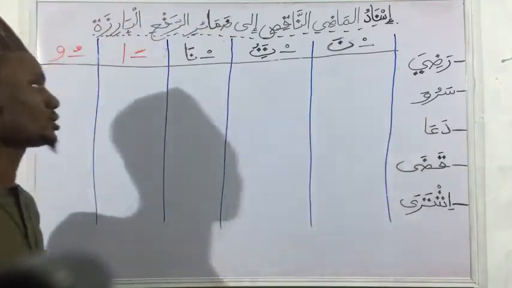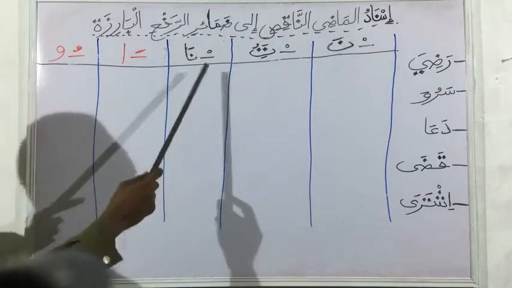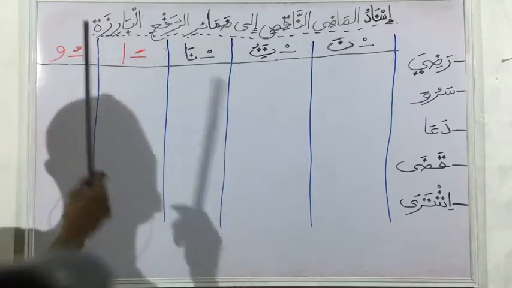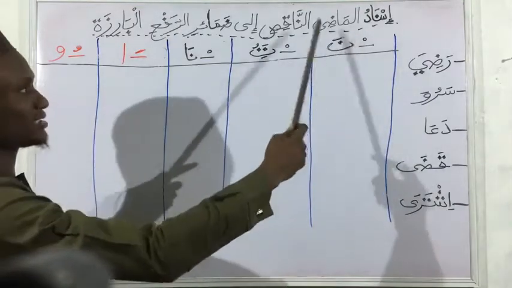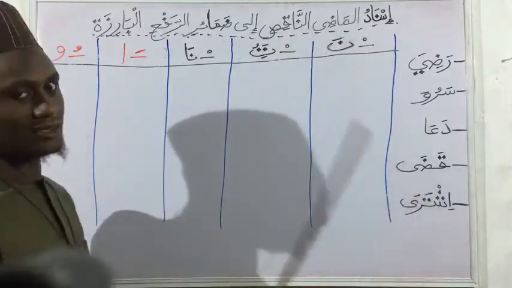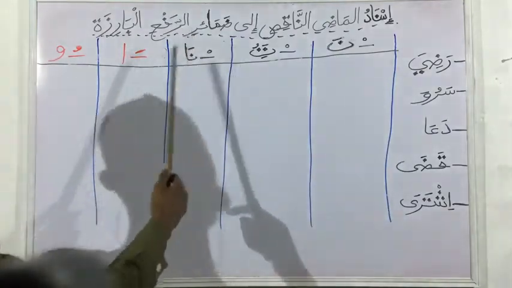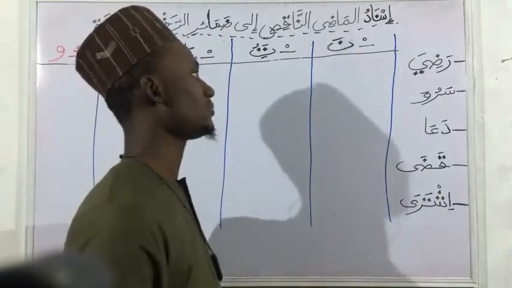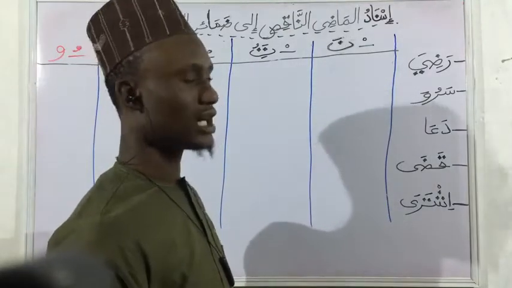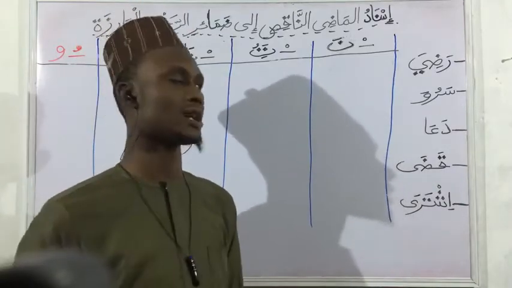So we'll be continuing with the topic, إسناد الماضي الناقص إلى ضمائر الرفع البارزة. إسناد الماضي, attaching the past tense verb الناقص, that is, defective, ending with a defective alphabet, إلى ضمائر الرفع البارزة, to our ضمائر الرفع البارزة. So in our last class, we explained what our ضمائر الرفع البارزة are.